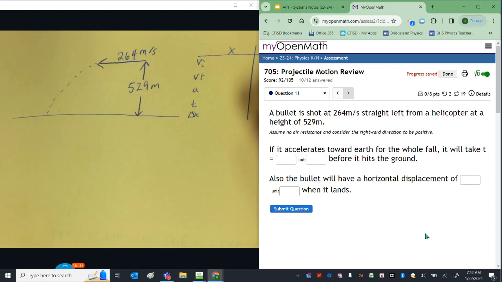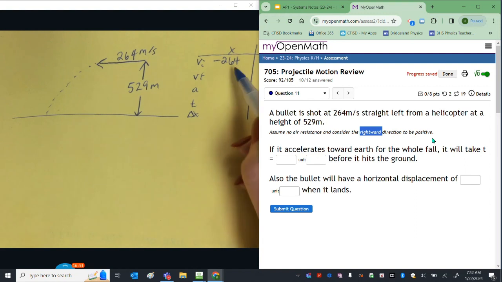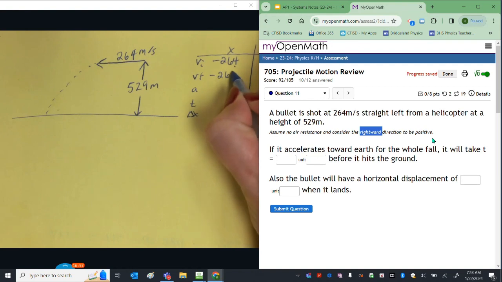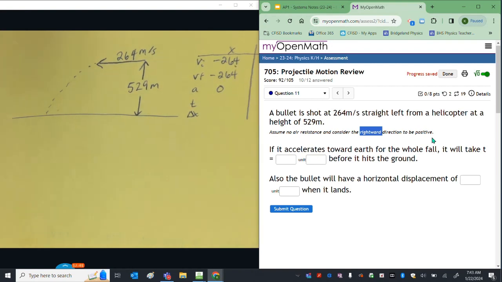Again, a horizontal launch is horizontal, so there is 0 initial vertical velocity. But my initial horizontal velocity is negative 264 meters per second because it's to the left, and it says here that the right direction is positive, so that makes the left direction negative. Again, horizontal velocity is constant the entire time because there is no horizontal acceleration because there are no horizontal forces.